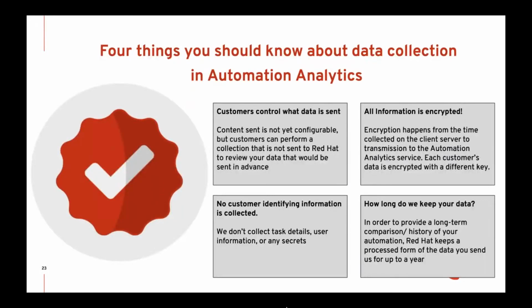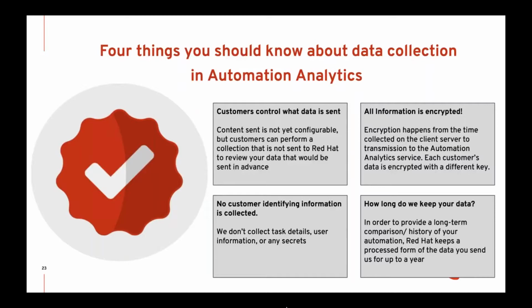So we often have customers ask about data handling and security because both Red Hat Insights and Automation Analytics require you to hand over some of your data to Red Hat. So here are 4 things that you should know about data collection inside Automation Analytics. First of all, you have control over what kind of data is sent. You can perform a collection on your data before it's sent to Red Hat to review what's going to go outside your firewall in advance. All of the information is going to be encrypted.